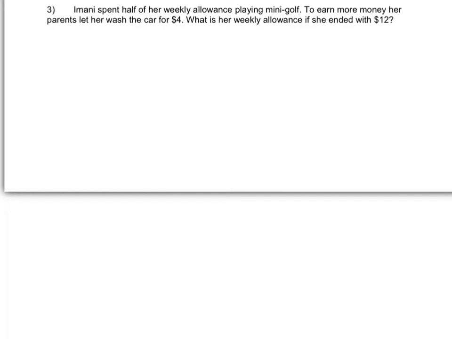Let's look at number 3. Amani spent half of her weekly allowance playing mini golf. To earn more money, her parents let her wash the car for $4. What is her weekly allowance if she ended up with $12? Okay, so first step, we need a let statement. Let x equal, and what are we finding out? We need to find out her weekly allowance.